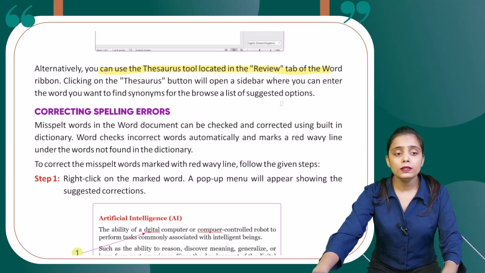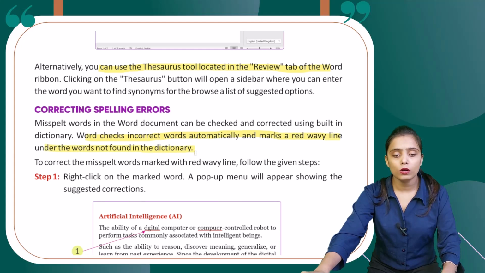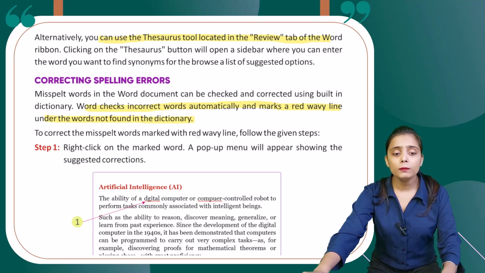Now let's see the next topic, correcting spelling error. So misspelled words in the Word document can be checked and corrected using the built-in dictionary. Word checks incorrect words automatically and marks a red wavy line under the words not found in the dictionary. To correct the misspelled word marked with the red wavy line, follow the given steps.